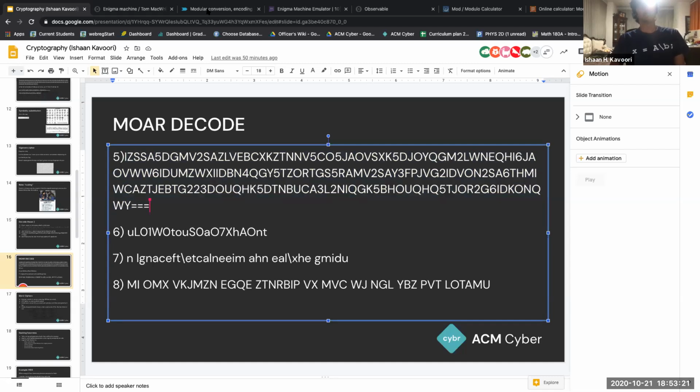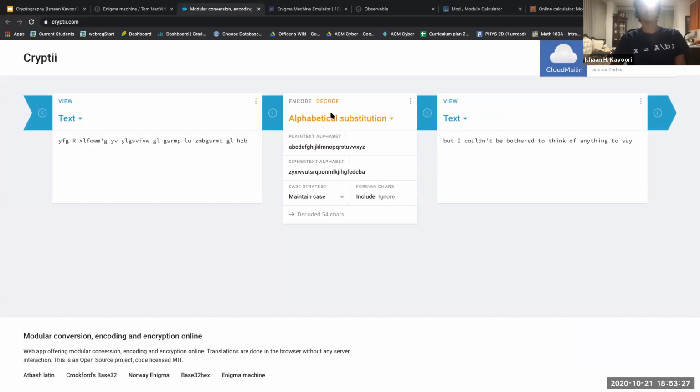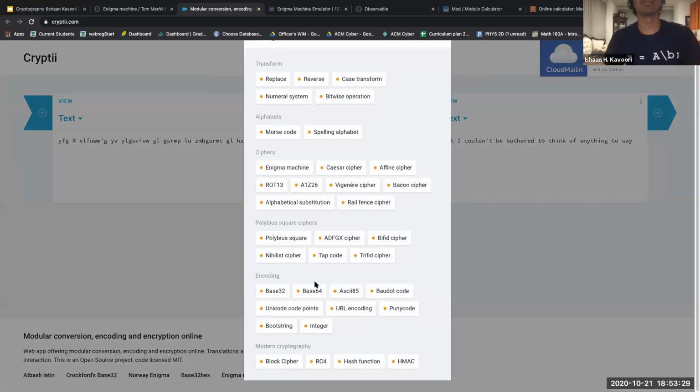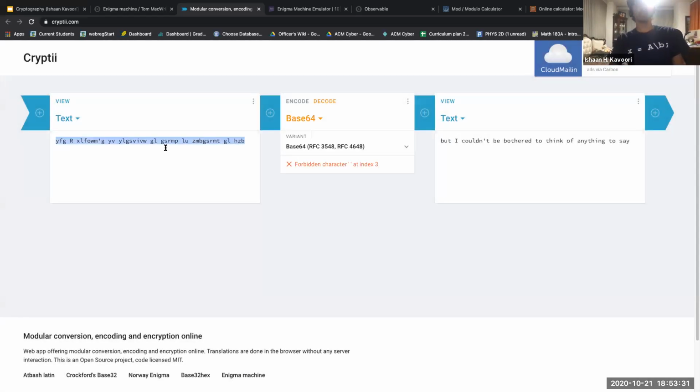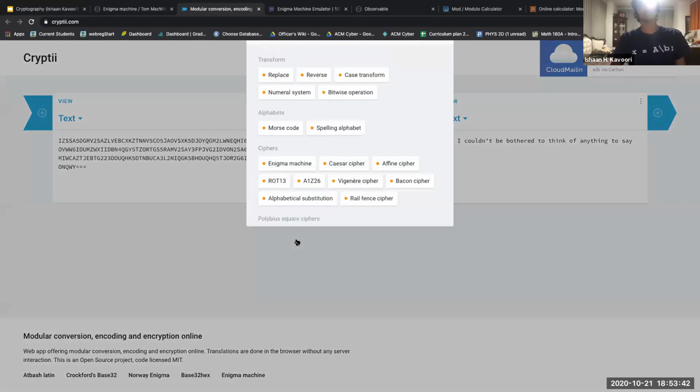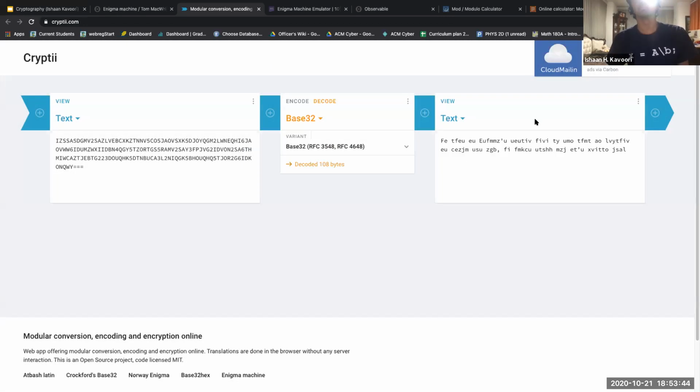So to decode it, as you've probably already guessed, this is base 64. So let us go to base 64. Decode what's going on. That's weird. Oh no, it's actually base 32. There we are.